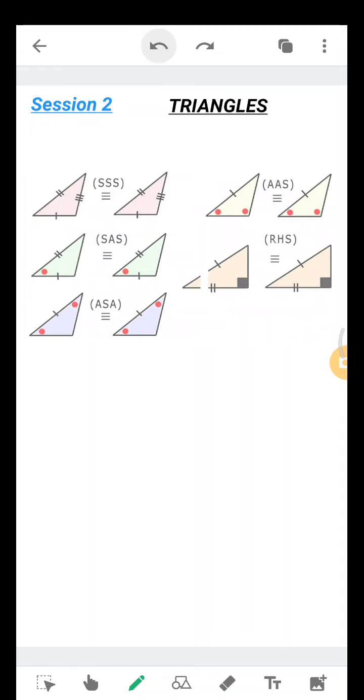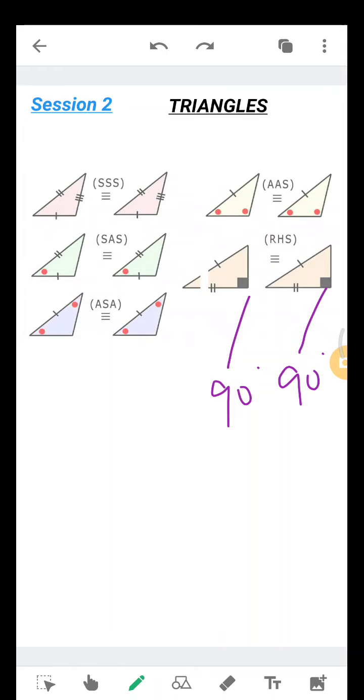Then we have seen the RHS rule. This is applied only for right angle triangles. RHS stands for right angle, hypotenuse and side. These two are right angle triangles. Right angle means 90 degrees, both are 90 degrees. Then hypotenuse and hypotenuse, these two are the hypotenuse, the longest side, and one other side. That is also called HL, but we call it the RHS congruency rule.